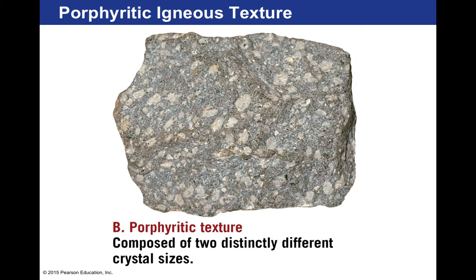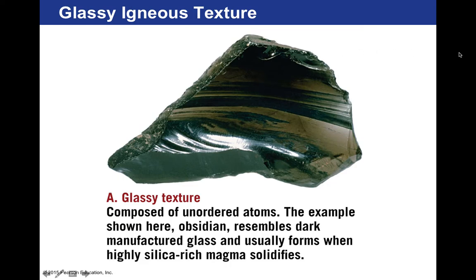This is porphyritic texture. So this is just composed of two different types of rock. You can see that in this rock there's these white pieces that are throughout, and then it looks like a fine-grained texture everywhere else. And then this might be the type of igneous rock that you're more familiar with. This is igneous rock that feels glassy. This forms when silica-rich magma solidifies. So if you've ever seen a glassy textured igneous rock, this is probably what you would have seen.